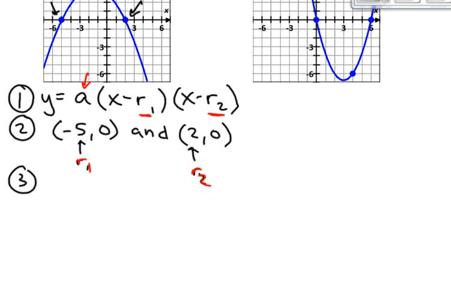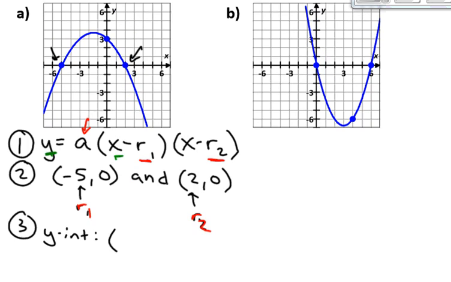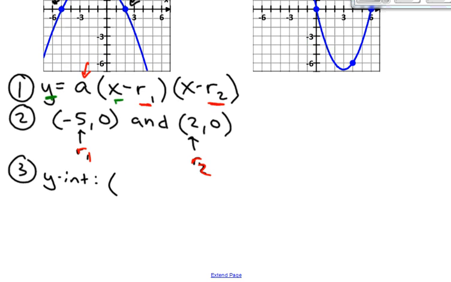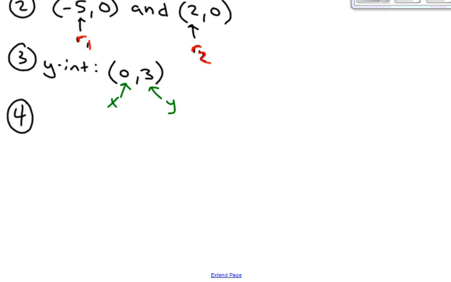And just like with factored vertex form, I want to figure out what this a is. So what I'm going to do is try to figure out values for x and y. So that's just some other point. The easiest point to find is the y-intercept, which they give me here. So that's 0, 3. So that allows me to give x and y for the equation. So now I have all those components. Now I just need my a. So for step 4, we're going to calculate a, just like vertex form, just using the factored form.